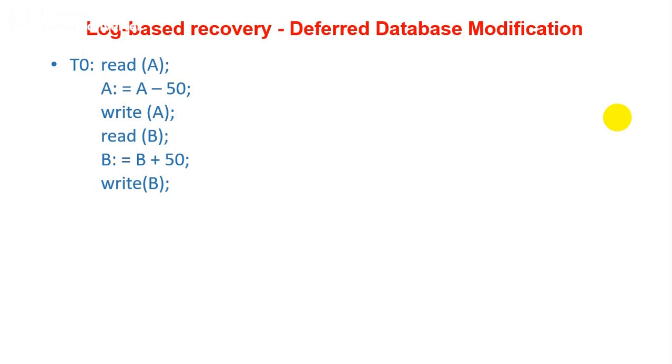Let's take one example. First we consider two transactions known as T0 and T1. Transaction T0 transfers $50 from account A to B.